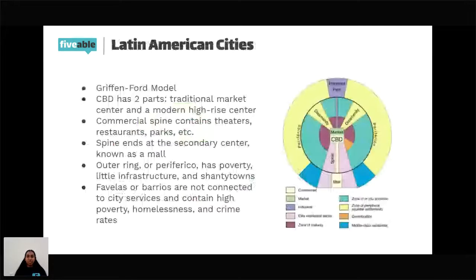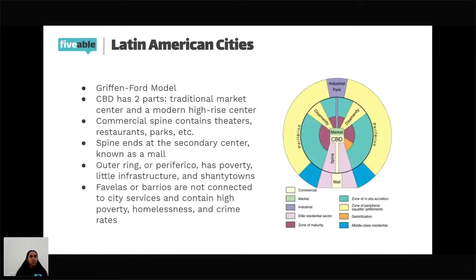So this is the Latin American model. It's also known as the Griffin-Ford model. So the CBD has two parts. One half of it is the traditional market center with little bazaars and stuff like that. And the other half of it is a modern high-rise center with skyscrapers and stuff. And coming off of this modern part of the CBD is something called the commercial spine. Along the spine are theaters, restaurants, parks, and other amenities.